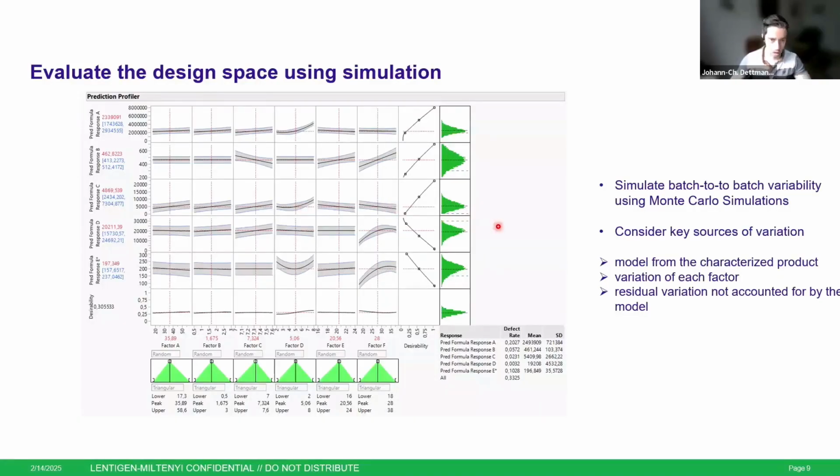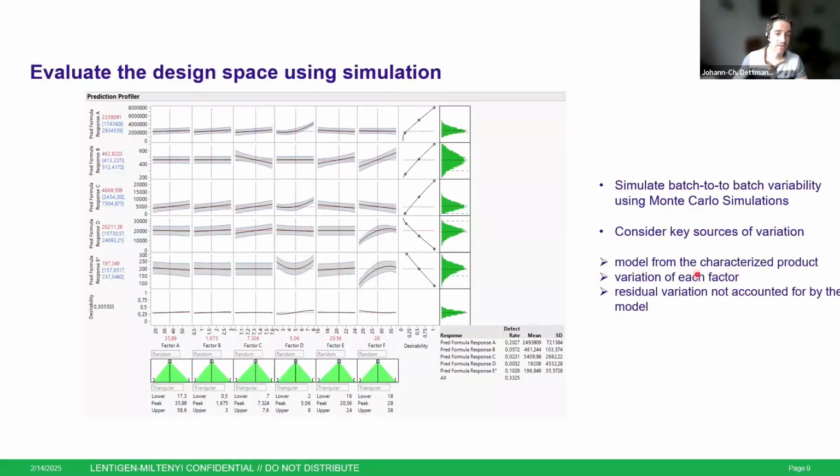The simulation will include three key sources of variation. On the one hand, the variation coming from the model, from the characterized response or product. Also, the variation of each factor we have investigated. And also, we will consider the residual variation, which was not accounted for by the model, also known as root mean square error. This could be, for example, the variation coming from the analytical method.